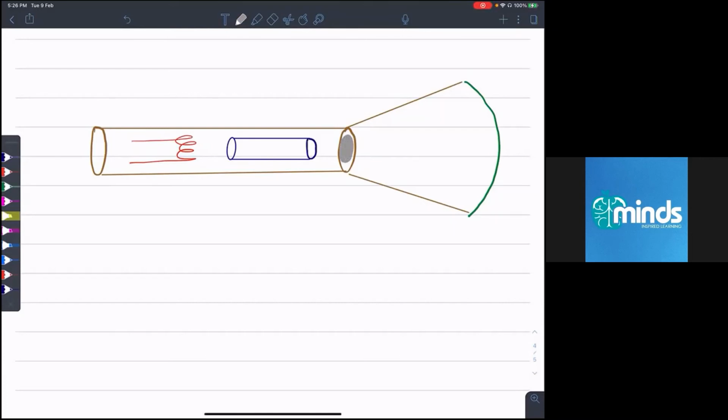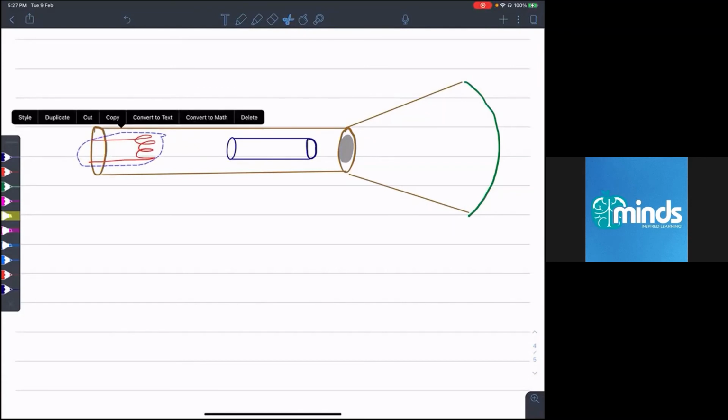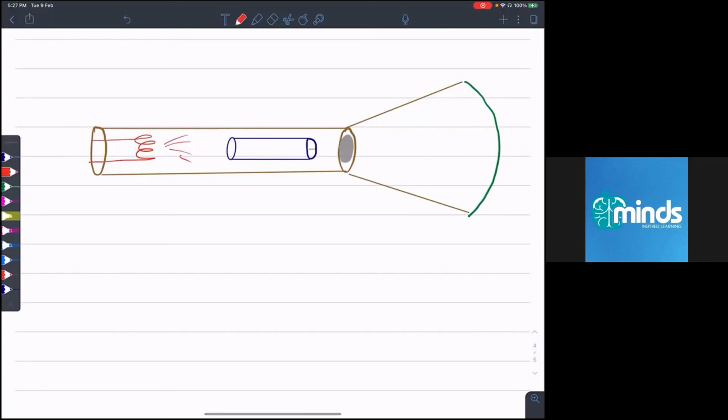What actually happened? The electrons are produced due to thermionic emission. I hope you remember the concept of thermionic emission. Those electrons will be in scattered directions. Passing through this blue tube, they are converted into a thin beam of electrons. And after passing through this, they will hit the screen.